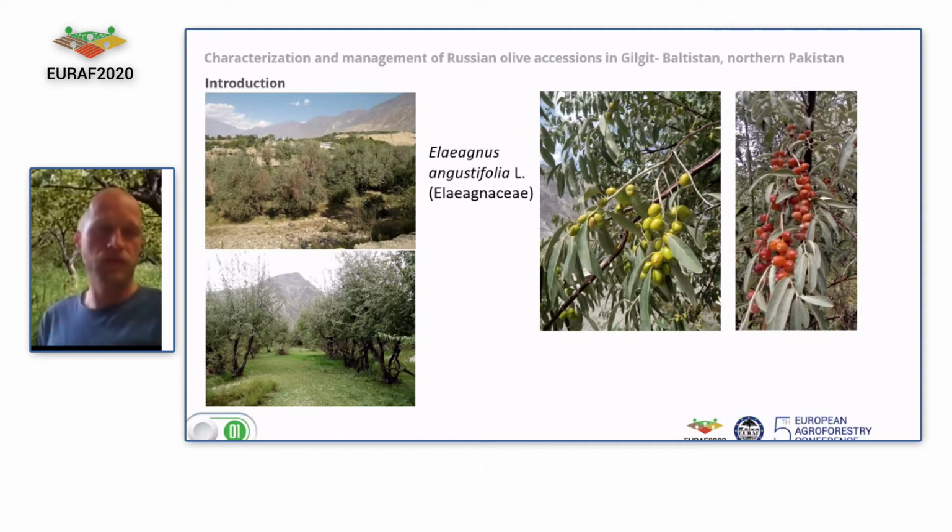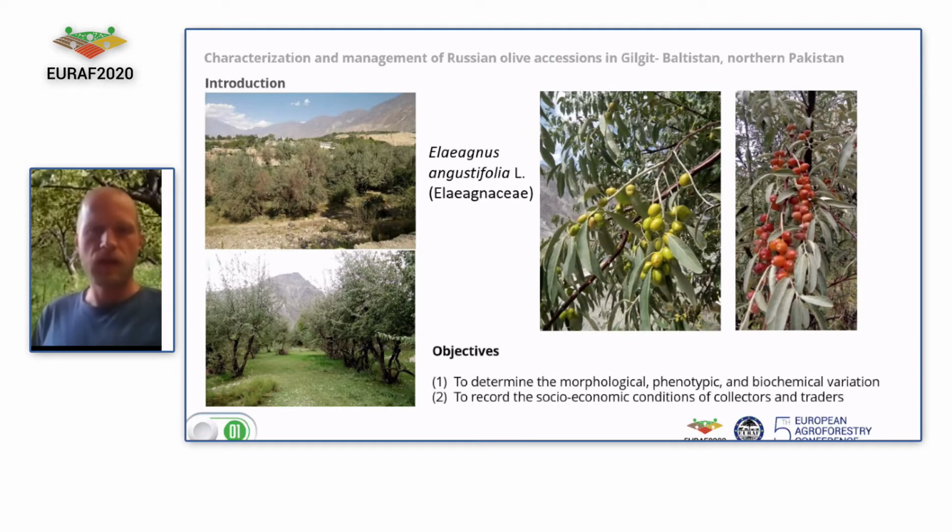Below you see even planted orchards. There are some varieties known that are cultivated in these lands, but nonetheless there is no comparison to other fruit crops like apple, apricot, mulberry, walnut, which are very prominent examples of fruit trees. Our main objectives were to determine the morphological, phenotypic and biochemical variation in the region, as well as to record and assess the socioeconomic conditions of collectors and traders, and to see what can be improved for this crop and for the communities there.